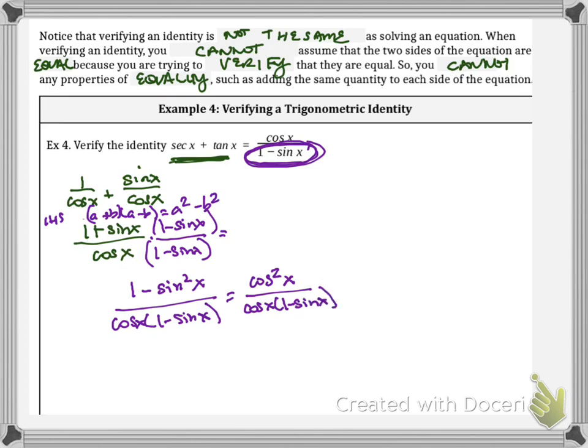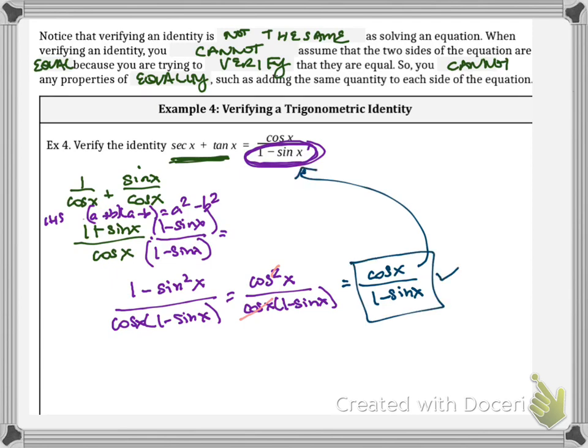So because this is squared, cosine squared of x, there's two of them and I have one at the bottom, I can just cancel one of the cosines out at the top. So take out the square and this is gone. And so now for my final answer, I have cosine of x over 1 minus sine of x. So now I have gotten my left-hand side to equal the right-hand side, and so this is done.